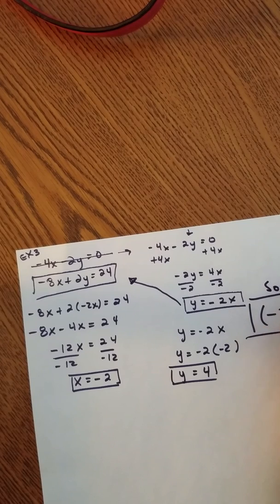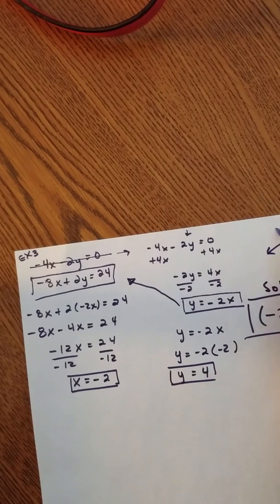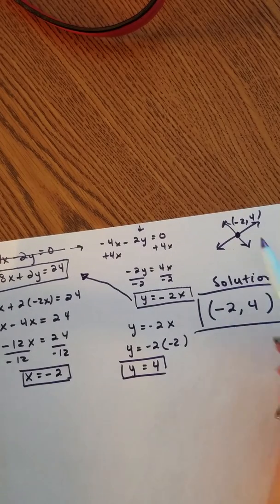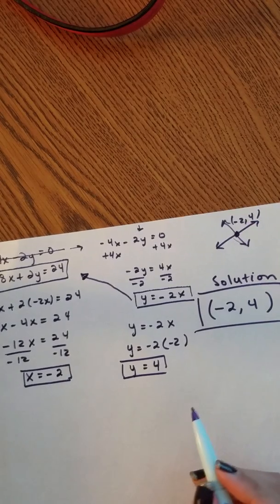That is the point of intersection. Make sure that you guys are understanding that. So if I have two lines that represent these two equations, that point of intersection there is negative 2, 4, just like in the graphic. Okay, sorry. So if you have two lines that intersect at a point, that point is negative 2, 4. Okay, that's what we're working with.